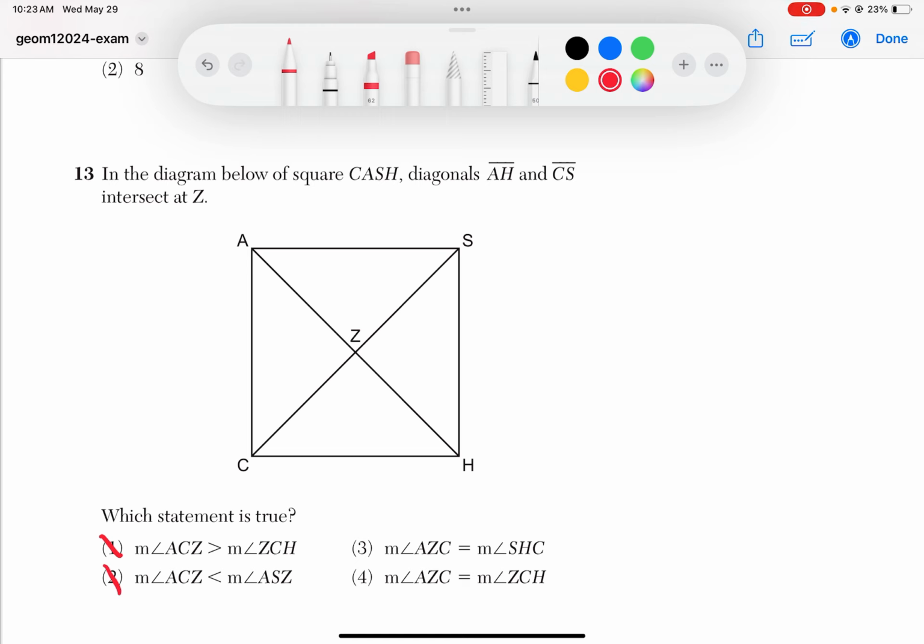Number 3, AZC, which we know is a right angle because the diagonals perpendicularly bisect each other, is the same as SHC, which is a right angle because it's a square. And since they're both right angles, they're both the same. That is a true statement. Just looking at number 4 really quick, AZC was a right angle, is equal to ZCH, which is not a right angle, so those cannot be the same.